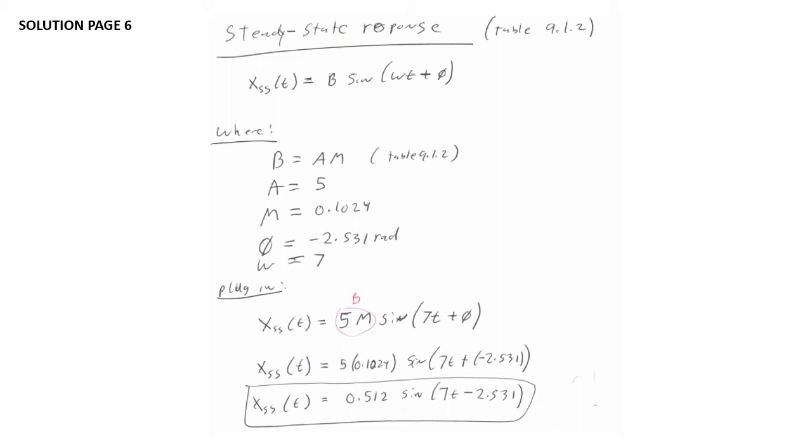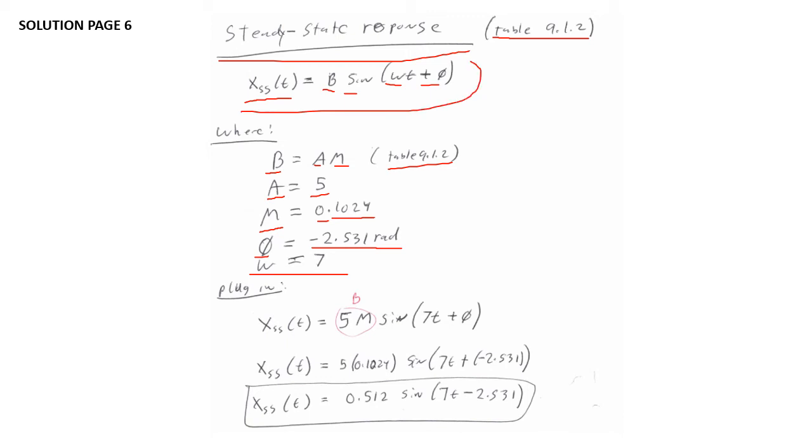Next, I wanted to find my steady state response. We can get this relationship from table 9.1.2, where my steady state response is equal to b times the sine of omega t plus phi in general form, where b is given as A times M. This again is from table 9.1.2. My A I found to be 5, given to us. M we solved for, this is 0.1024. My phi I solved for was negative 2.531 radians, and my omega we found to be 7. So we have all the information we can plug back into this equation.